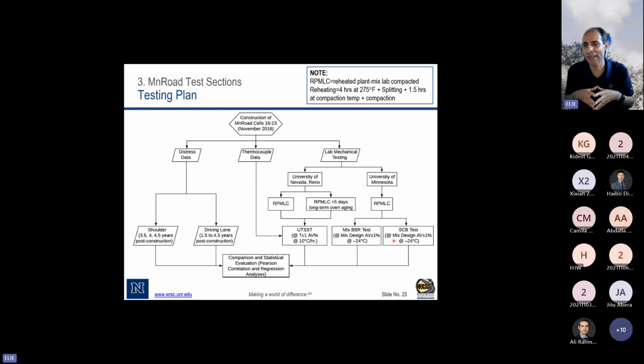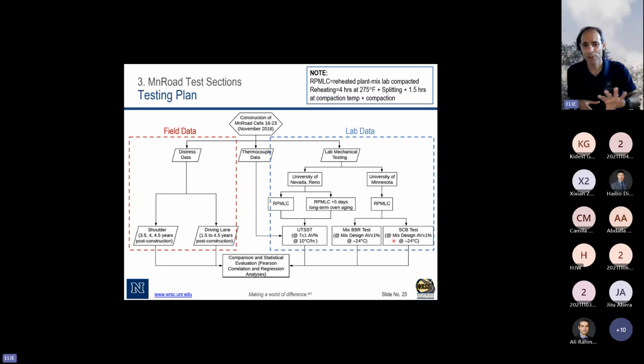I'm not going to go through all of it, and we didn't cover all of it. On the left-hand side is the distress data that came from MnROAD, and I really have to acknowledge everybody at MnROAD. They were very helpful in providing the data, sampling, shipping us materials, and sharing a lot of information with us. That was very collaborative and very useful for us. And then on the right-hand side is the lab data. So we're going to have field data on the left-hand side, and the lab data.